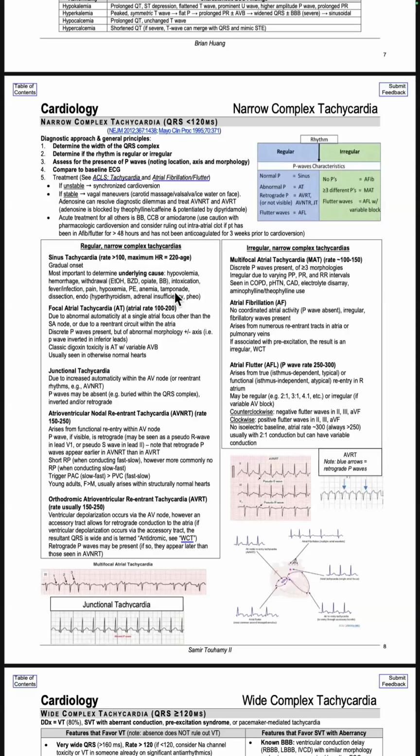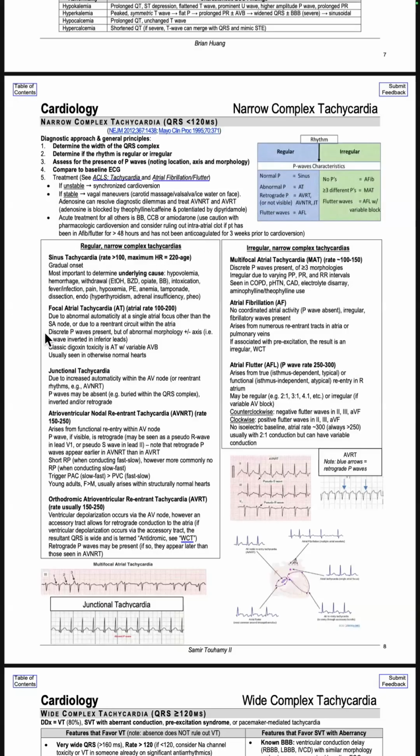It's important to reverse these causes if possible. You can refer to the ACLS cardiac arrest video for more detail. The easy way to identify it is if it's narrow complex tachycardia and there's a regular rate and the P waves are normal, then it's likely sinus tachycardia.